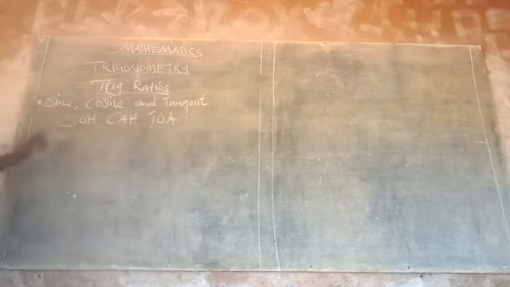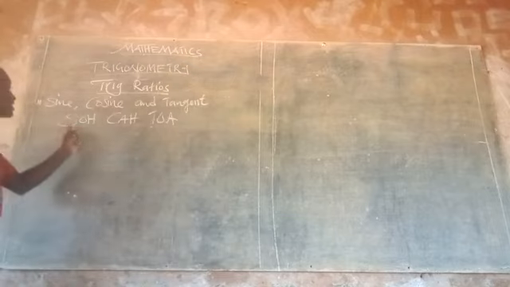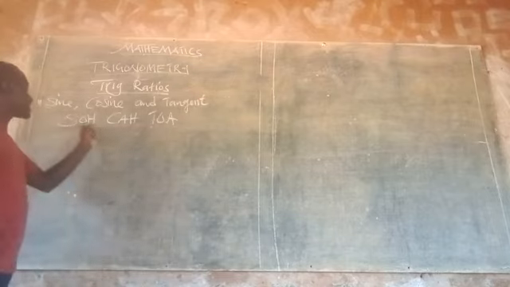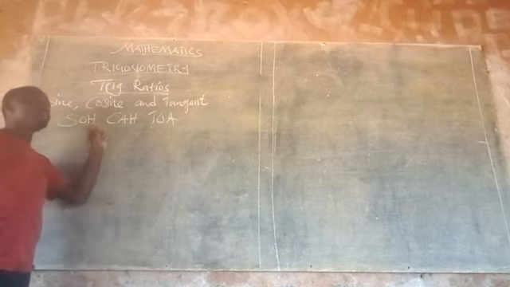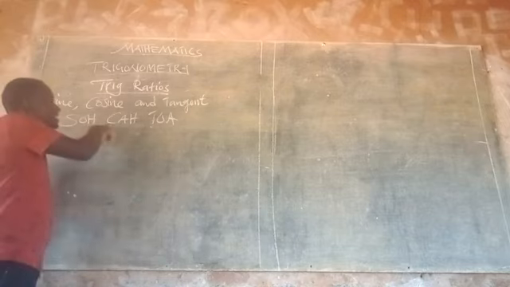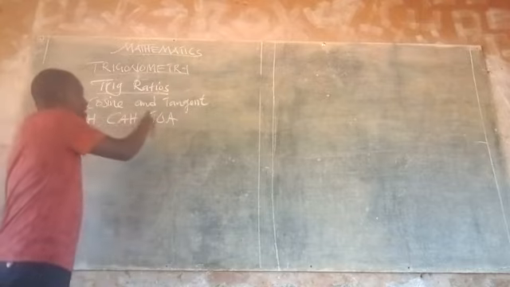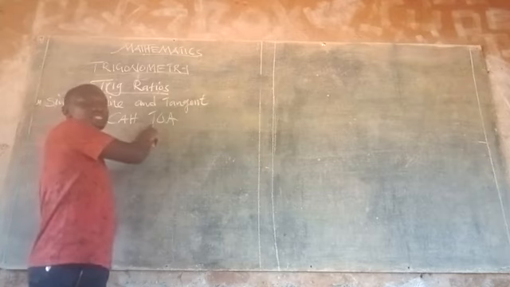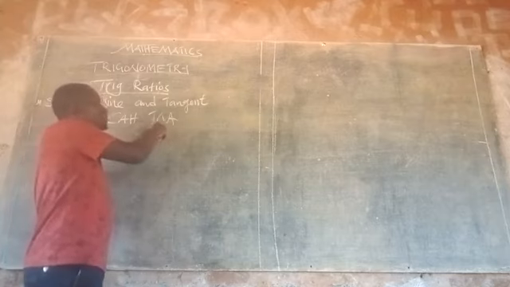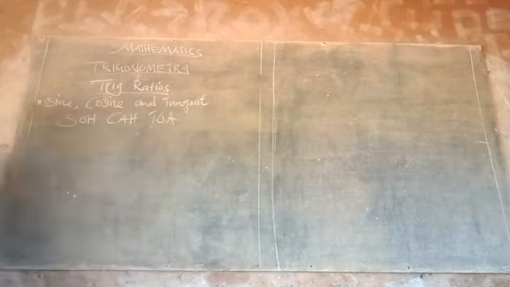SOHCAHTOA. Where S simply stands for sine, O stands for opposite, H stands for hypotenuse, then C here is cosine, A adjacent, hypotenuse, T there stands for the tangent, then O opposite, and A the adjacent.